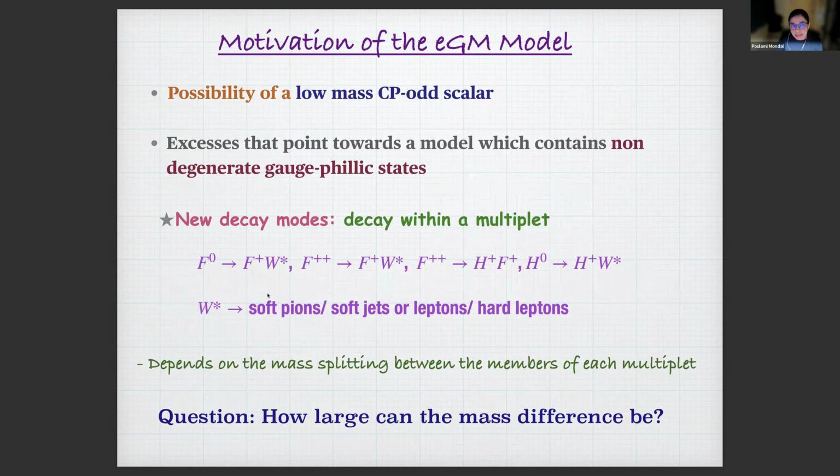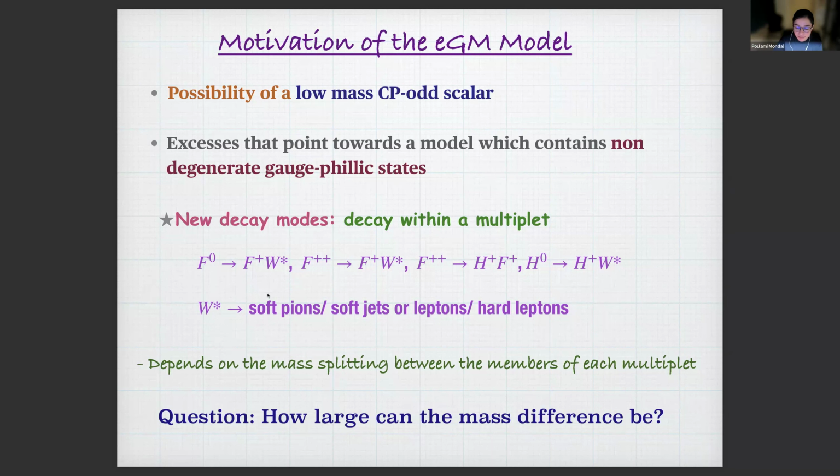One interesting thing is that in the Georgi-Machacek model, since the CP-odd scalar is degenerate with the singly charged scalars, and from the LEP bound we know that the singly charged scalar mass can be as low as 80 GeV, you cannot have a low CP-odd scalar in the Georgi-Machacek model. But in the extended Georgi-Machacek model there is no mass degeneracy, so you can actually have low CP-odd scalars, which you can look for.